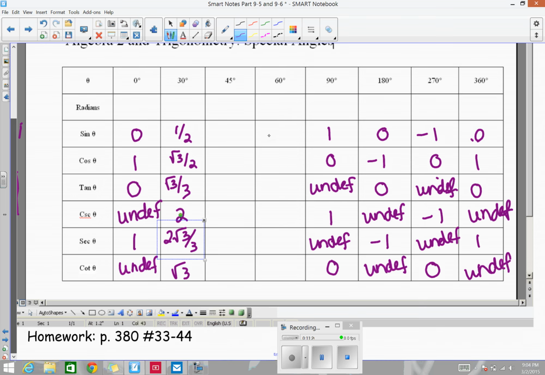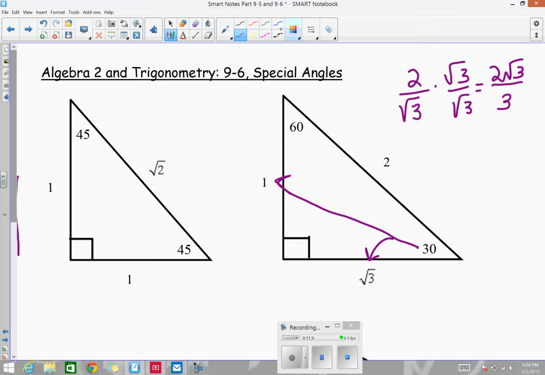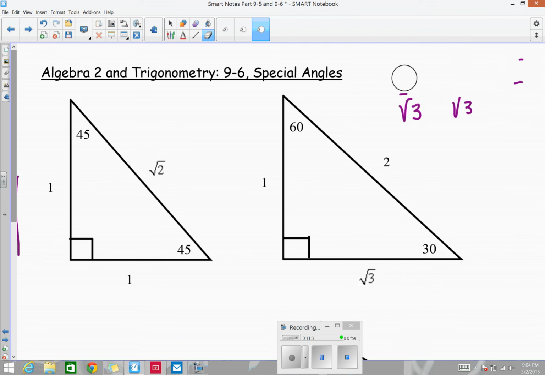Skip your 45s. Go to your 60s. Same idea. Just think about that we're really just going to the opposite side of this triangle. So the sine and the cosine switch. Go into our 60. Opposite now over hypotenuse is square root of 3 over 2. So sine is square root of 3 over 2. Cosine is 1/2, adjacent over hypotenuse. Tangent, opposite over adjacent, and then our reciprocals.